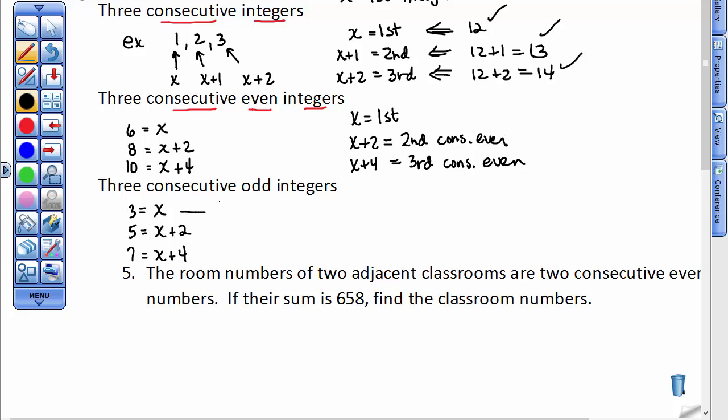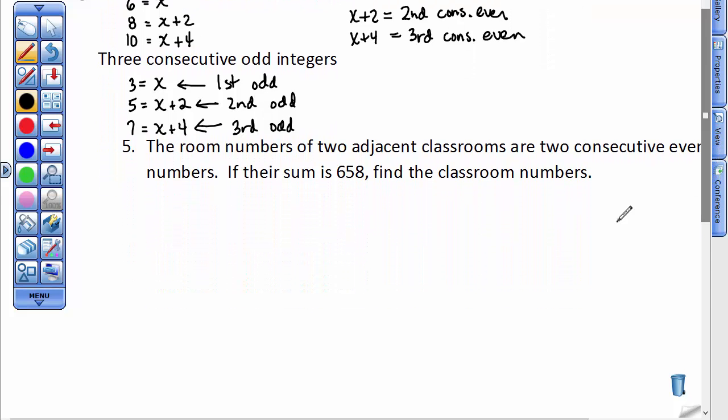So x would be the first odd integer, and x plus 2 would be the second odd integer, and x plus 4 would be the third. Even though we're talking about odd numbers, we add 2 to go from one to the next, and we add 4 to go to the next one.